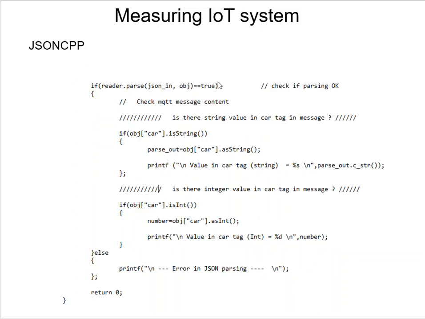Next, now we start the parsing. Here we are checking that the parsing is okay, because if it's not in JSON format, it gives an error. If the string is not in the right format, the parser is not able to do the parsing, of course. So we first check that it is okay, that it is the right format JSON string.